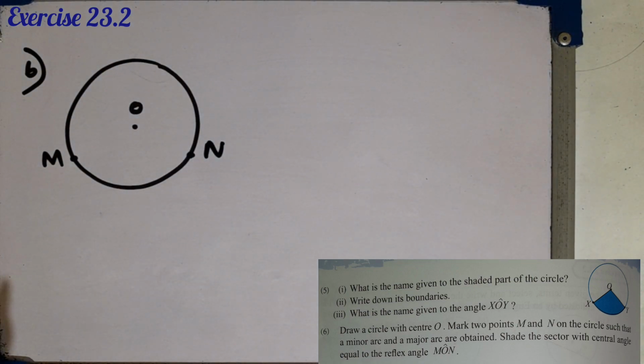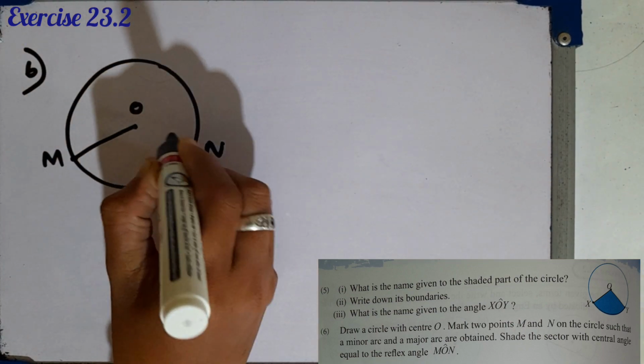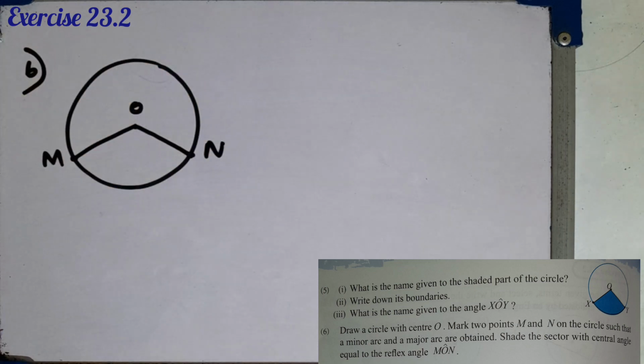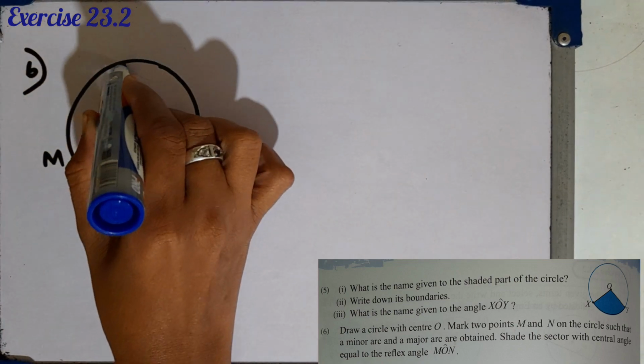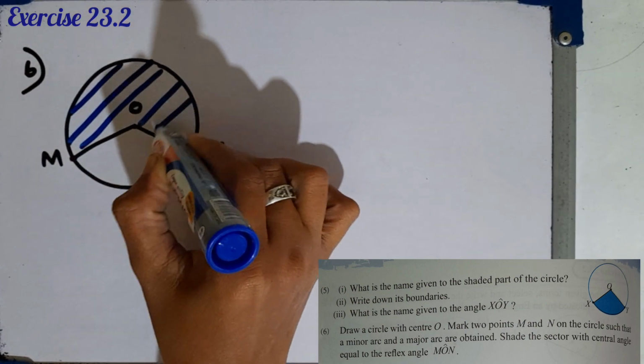Shade the sector with central angle equal to the reflex angle MON. Then we have to join OM, ON like this. Then shade the sector with the central angle equal to the reflex angle MON. So this one should be the sector. It has a reflex angle MON.